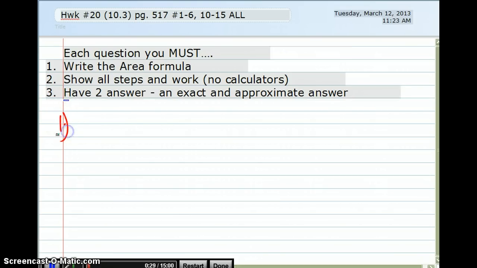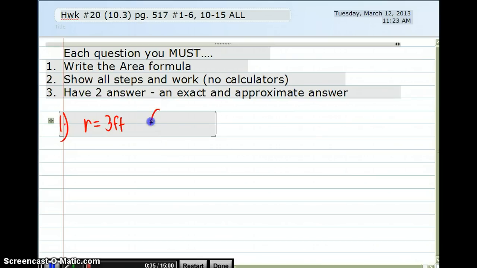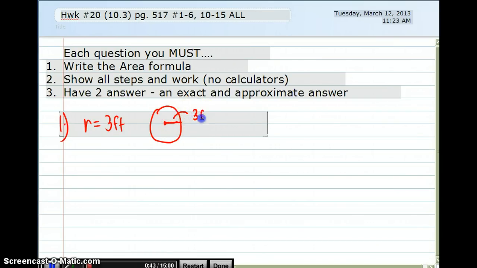So let's get started on number 1 here. They tell us that the radius is equal to 3 feet. There is no picture with it, but if I were to draw a picture of that circle and the radius, I would draw it from the center going out to the edge, and the radius would be represented by 3 feet, like that. Okay, I would first write my formula.